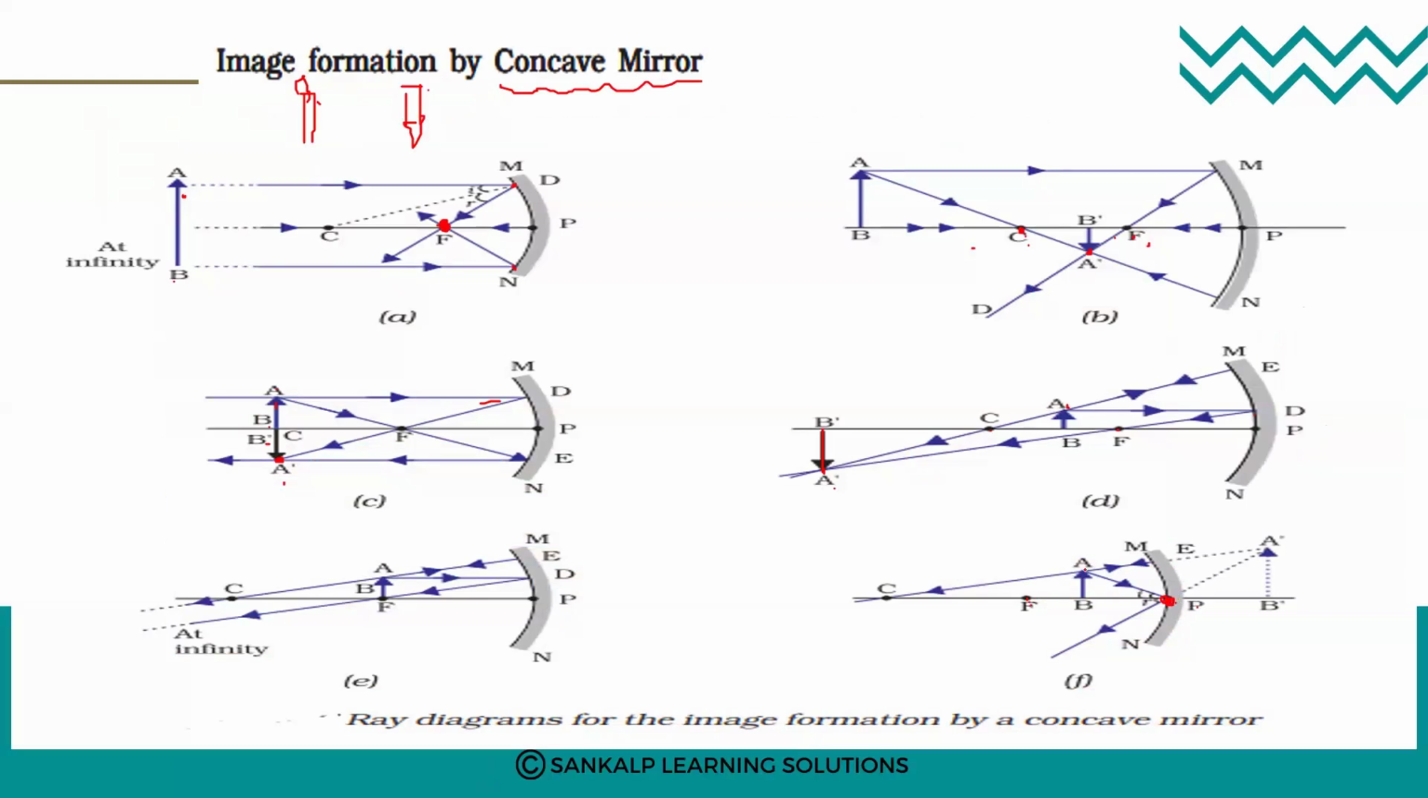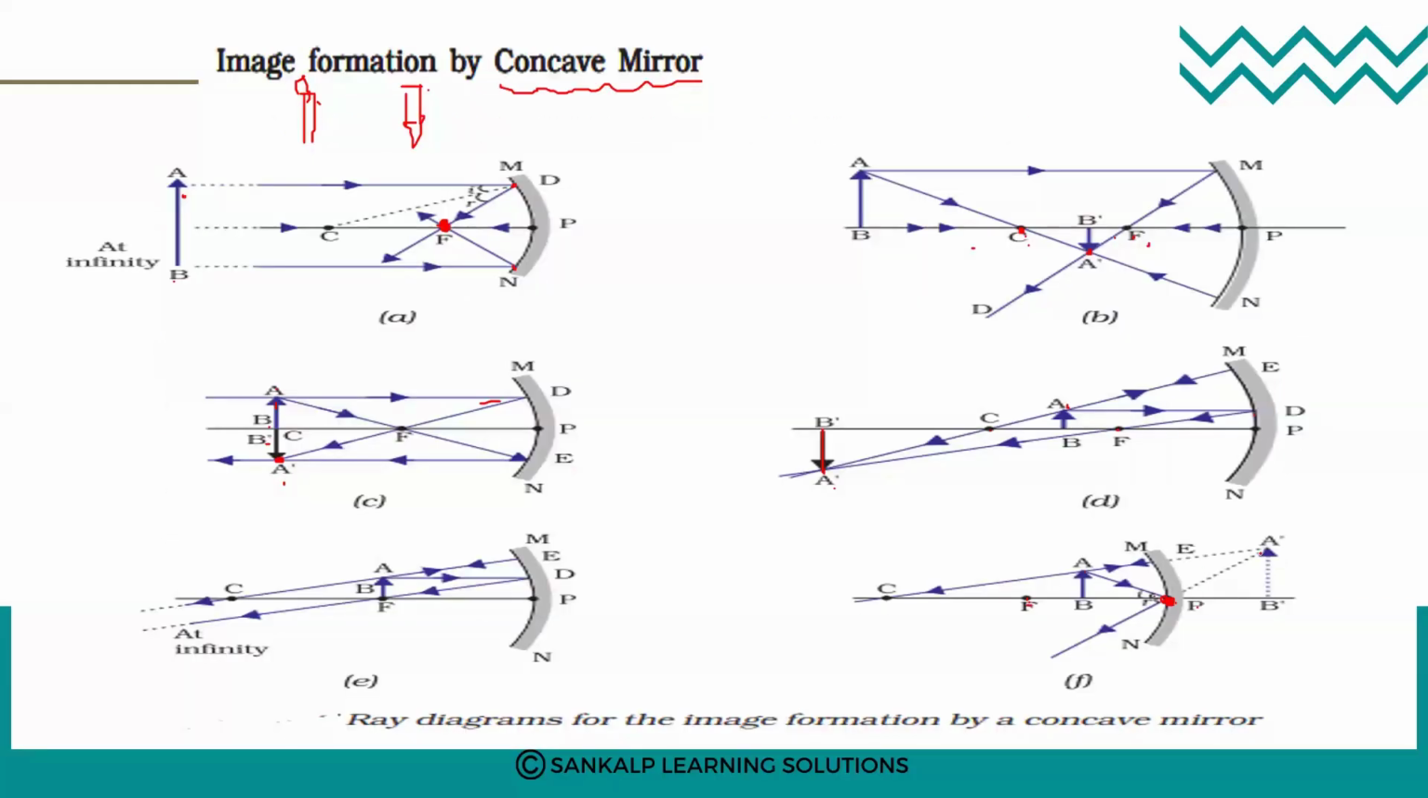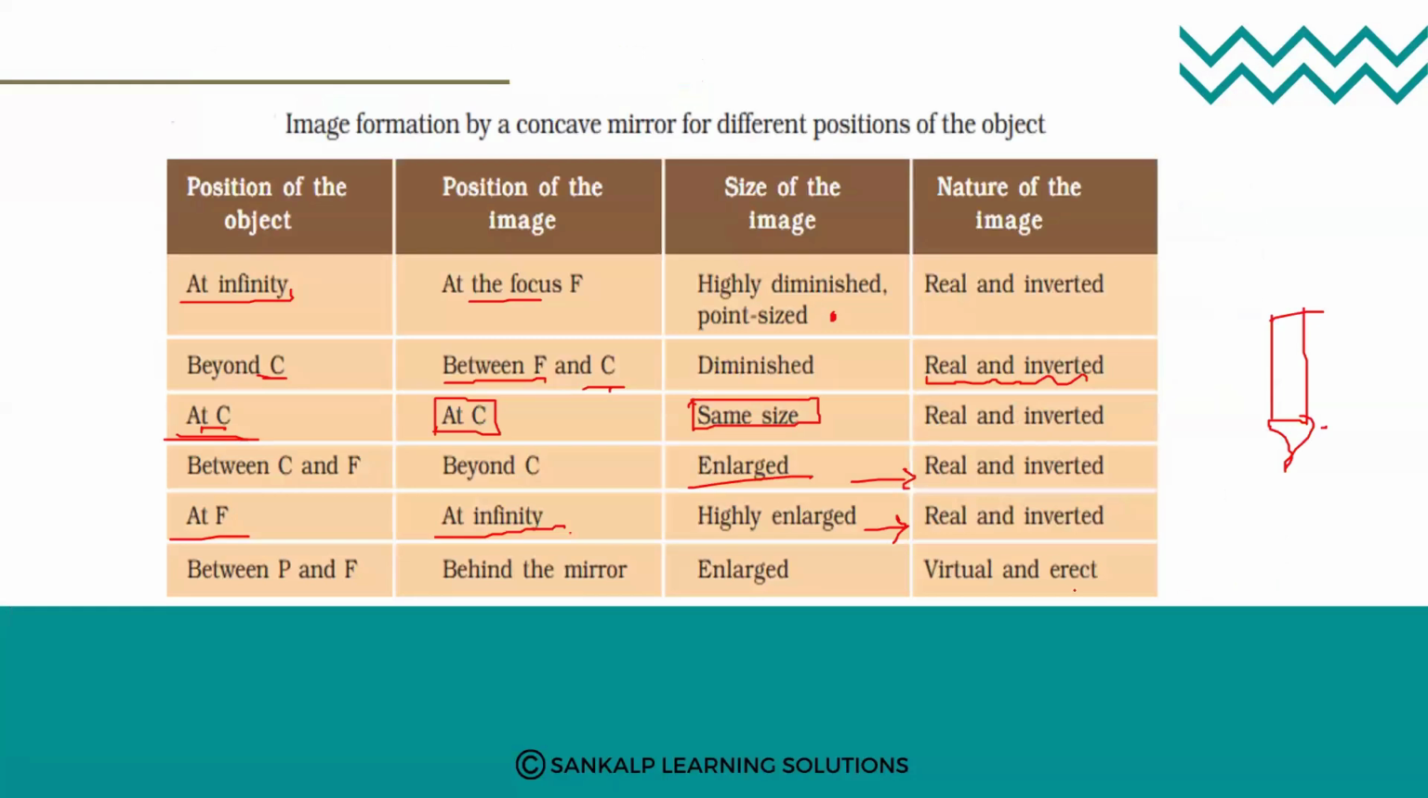So now you are placing the object between F and P, that is AB is here. Now how does the ray come? If it comes like this, angle of incidence is equal to angle of reflection. Then when you place it between P and F, the position of the image will be behind the mirror. The rays will appear to meet at this point and the image will form here, behind the mirror, and it is virtual and erect, and it is enlarged, virtual and erect.